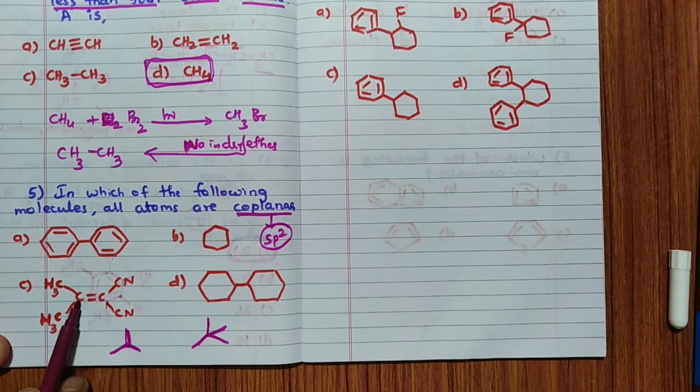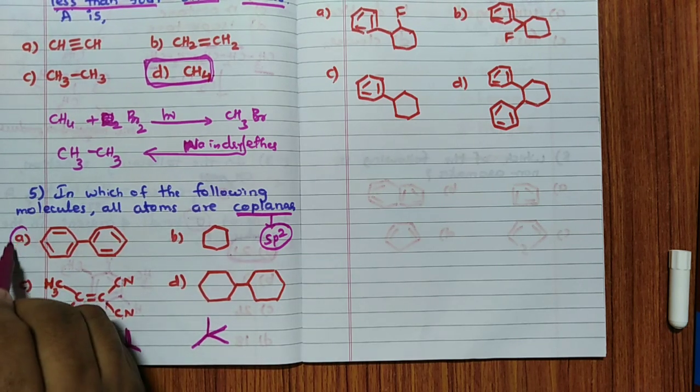Then here you can see this is sp2, but this is sp because carbon triple bond is sp. So remember that. So hence this is also not the answer. Here it is sp2, sp3 here, sp3, sp2. It is not the answer. So the answer for this question is A.